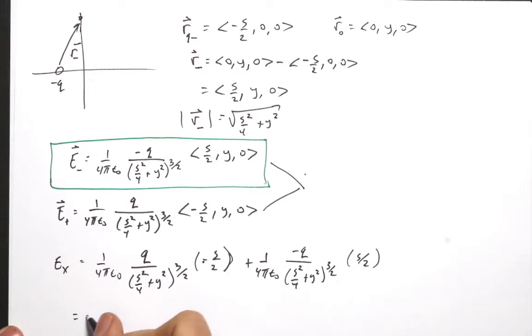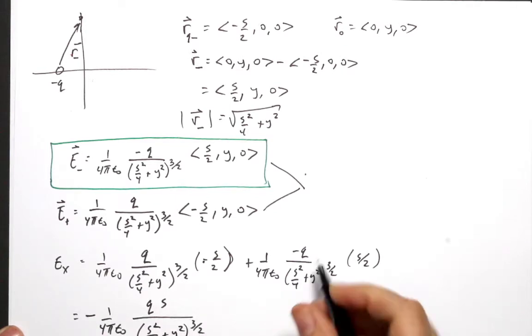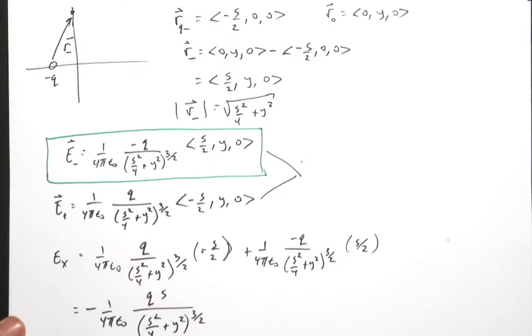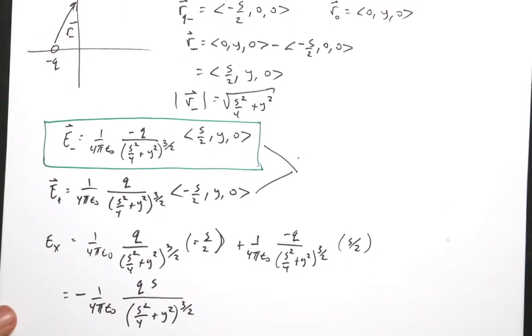So I just add these two together, and s over 2 plus s over 2 is going to give me s. So I get negative 1 over 4 pi epsilon naught qs over s squared over 4 plus y squared to the 3/2. Now, I did it again. Okay, I need to work.